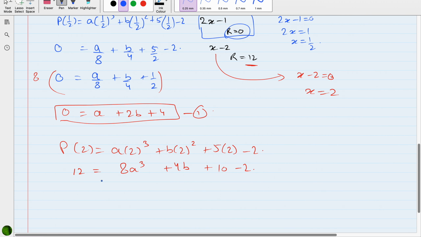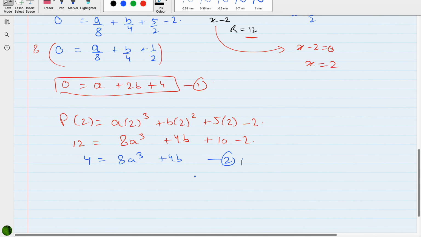So we get 8a plus 4b, 10 minus 2 is 8, take 8 to the other side, this is 4, and this is equation 2. I'm going to solve simultaneously, and a slight correction, this is 8a.